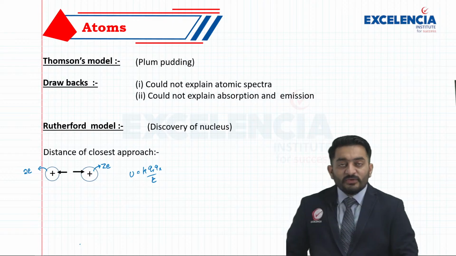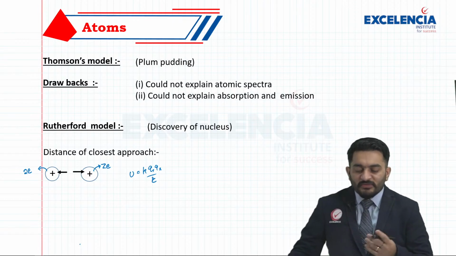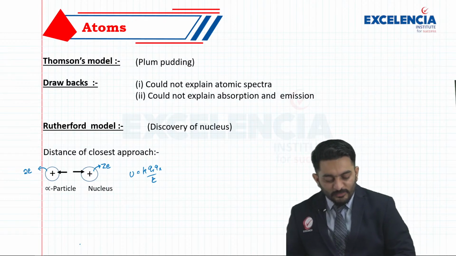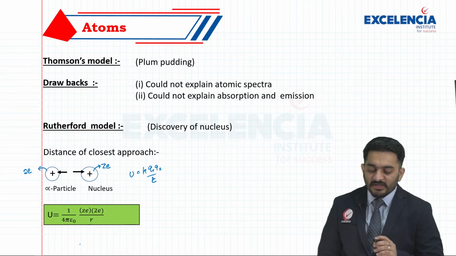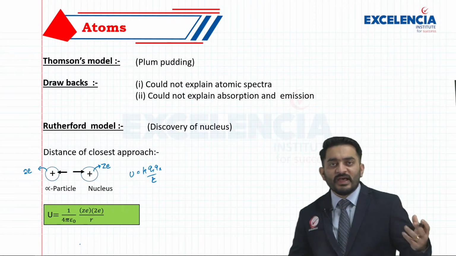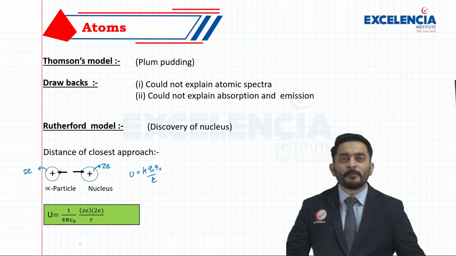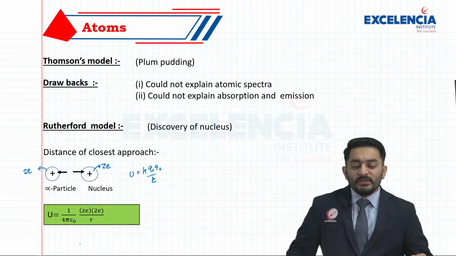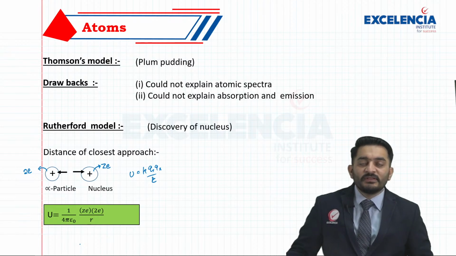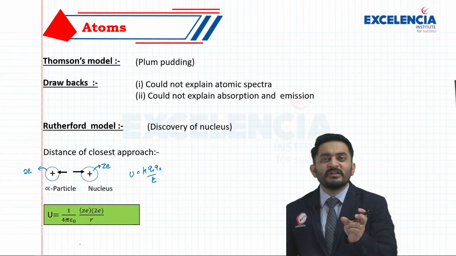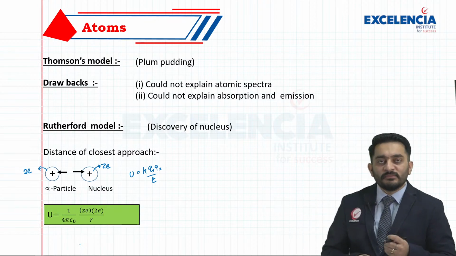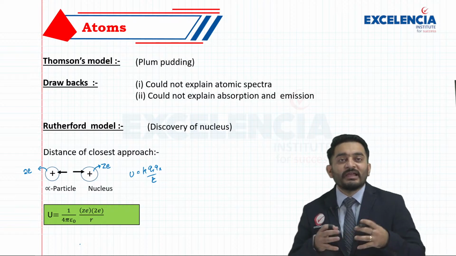When you write this formula and plug in the values of Q1 and Q2 as 2E and ZE, the electrostatic potential energy in this case can be written as 1 by 4 pi epsilon, because K stands for 1 by 4 pi epsilon. It is a constant value that we already know. In some formulas you can remember the numbers instead of dealing with variables, because most physical quantities are constants, so the calculation time will be reduced.